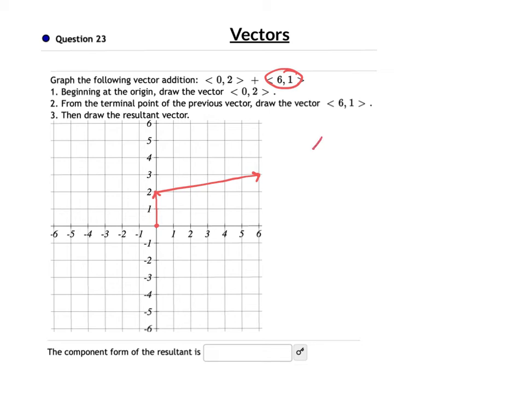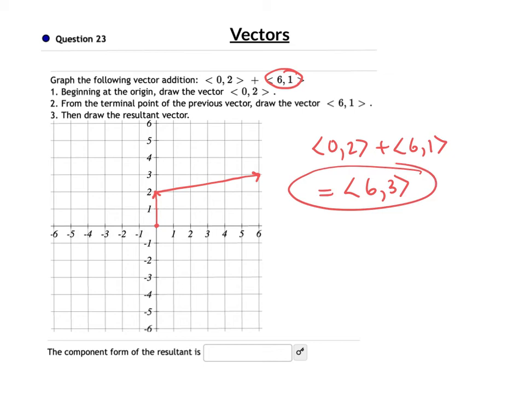Notice that when I add 0, 2 plus 6, 1, if I add the x's, 0 plus 6 is 6, and 2 plus 1 is 3. The resultant vector is the vector 6, 3. The one vector that does what these two do together would be, in component form, the vector 6, 3. It goes an x distance of 6 and a y distance of 3.